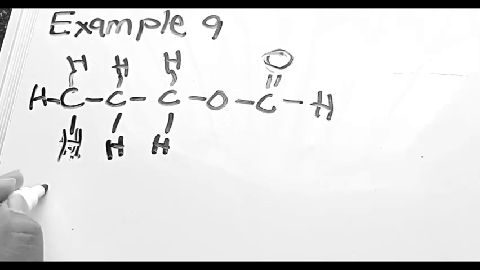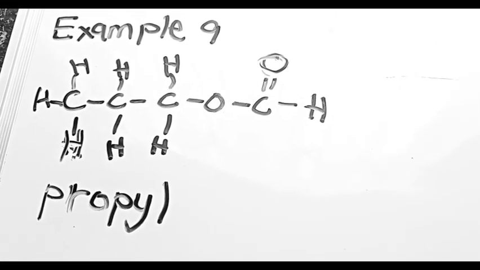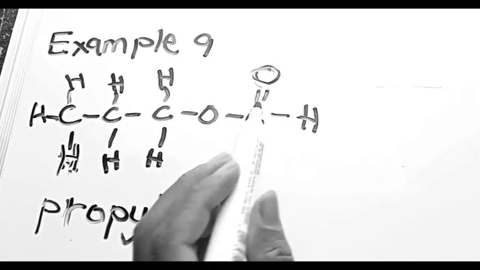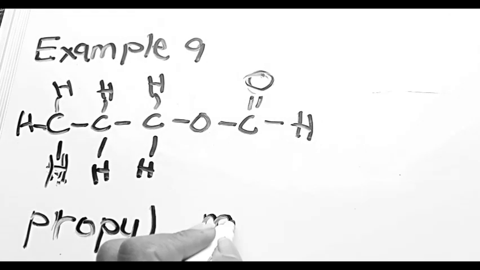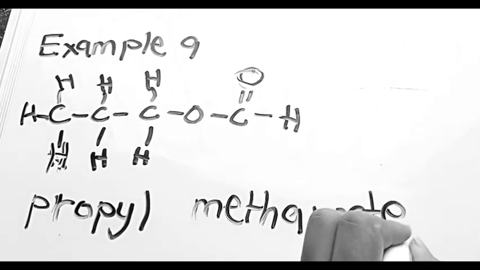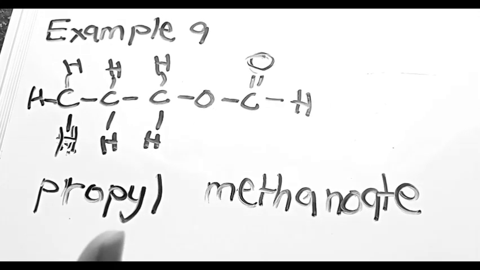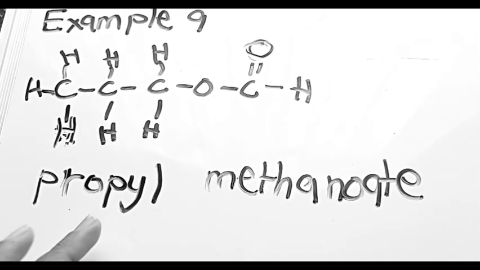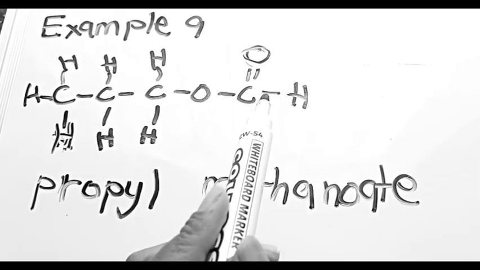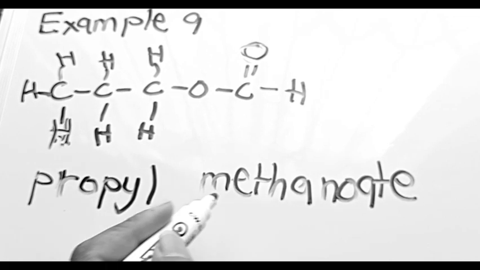It will be propyl, right? It's propyl, and we have one carbon on our carboxylic acid. So it's propyl methanoate. Methanoate. So this is how we name esters. You have to name the alcohol first, which stands for the branch, and also you include the other carbons for the carboxylic acid, which is meth, right? That's why our name is propyl methanoate.